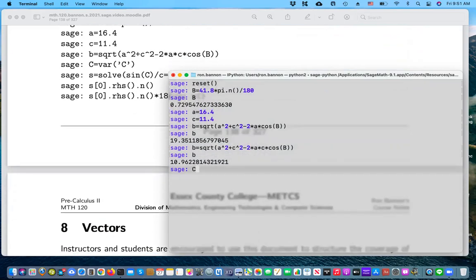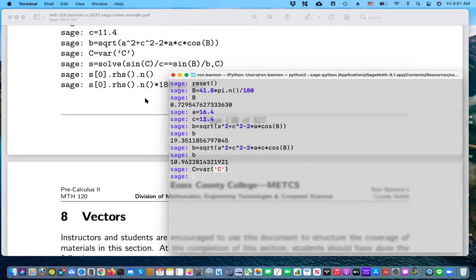Now, if you recall, we did this problem over here. We did use the law of cosines, and then we went to the law of sines. Okay, so I'm going to say C is a variable. I'm just looking at my code. Now what am I doing? I'm assigning the variable S something. And what is it? It's a solution to an equation.